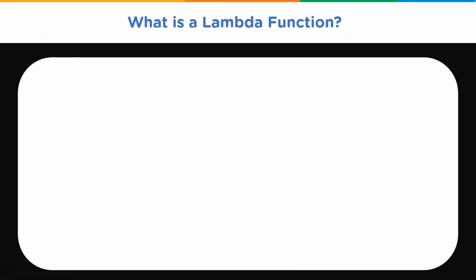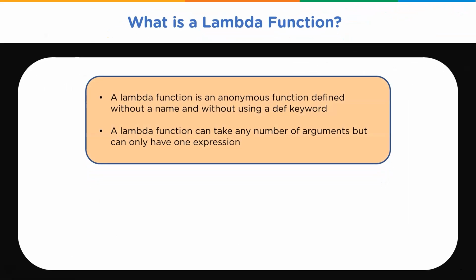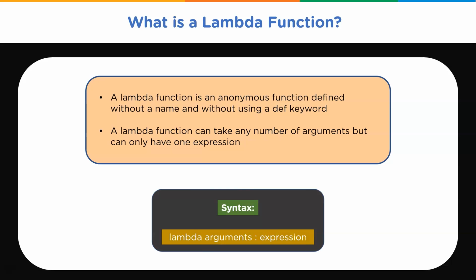So what is a Lambda function? A Lambda function is one of the simplest ways to define a function in Python. A Lambda function is an anonymous function defined without a name and does not have the def keyword. It can accept any number of arguments but can only have one expression. So the function is always defined using the lambda keyword, which you can see here.